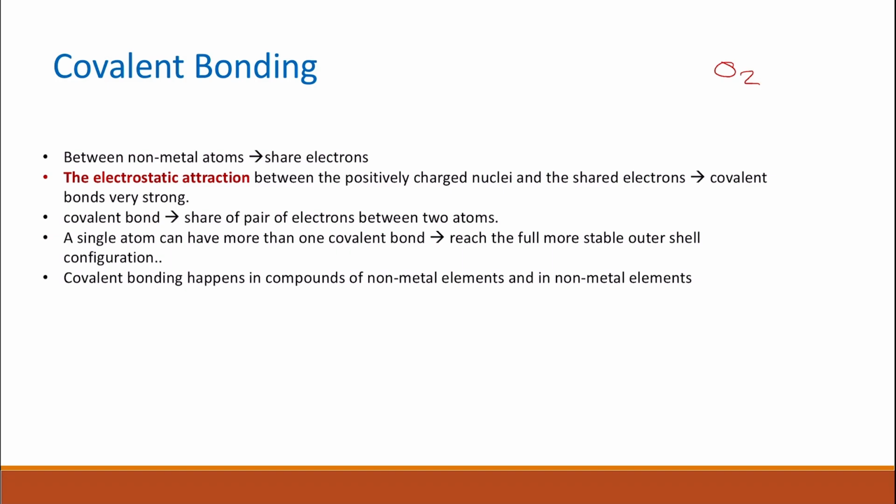We can find covalent bonding in compounds of non-metal elements. An example of that is water. Water has covalent bonding between hydrogen and oxygen, and carbon dioxide also comes from covalent bonding between carbon and oxygen. And we can also find it in non-metal elements. For example, the halogens come as diatomic molecules, so Cl2, Br2, I2, or something like oxygen, nitrogen, and so on. So all of the bonds between the non-metal elements are covalent bonding.